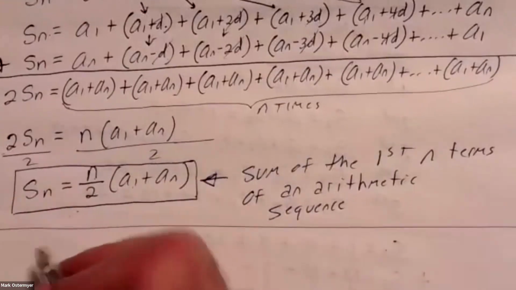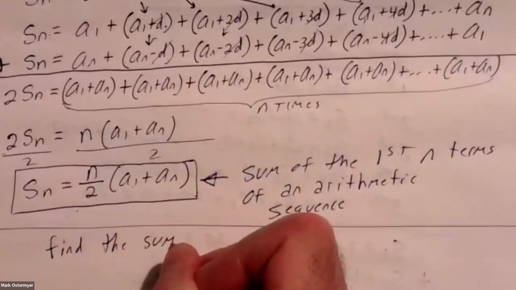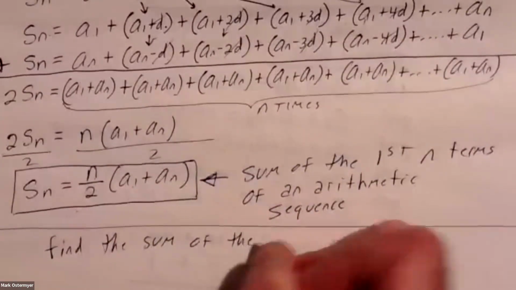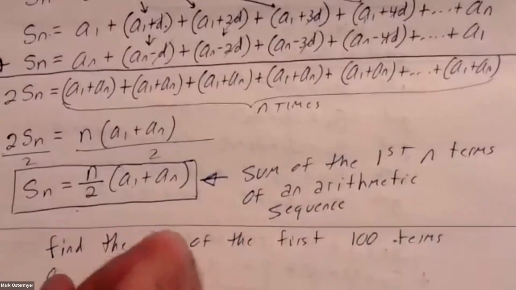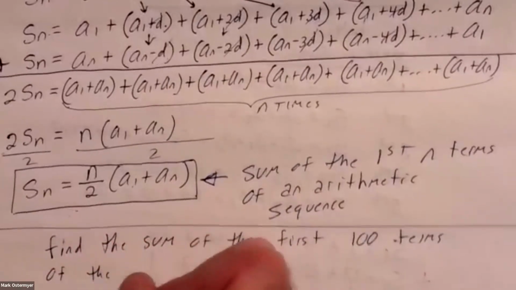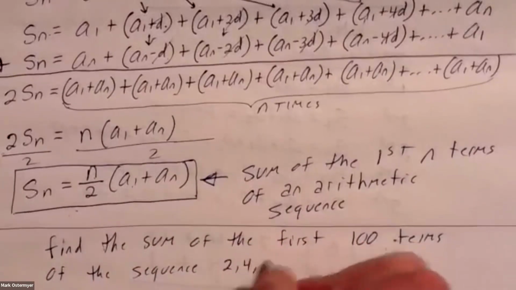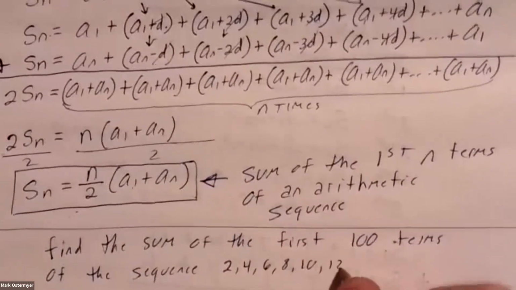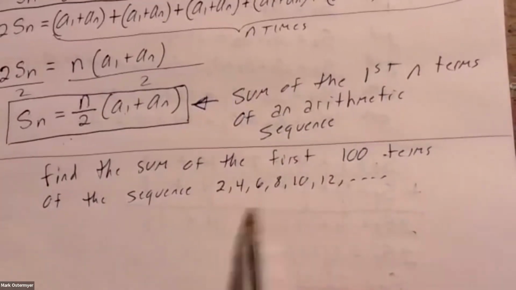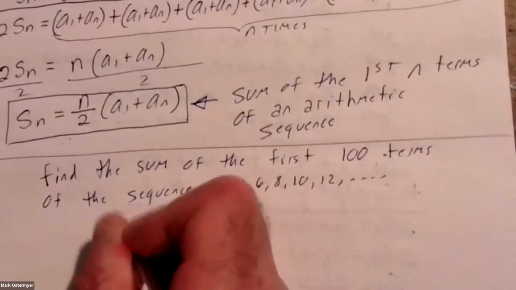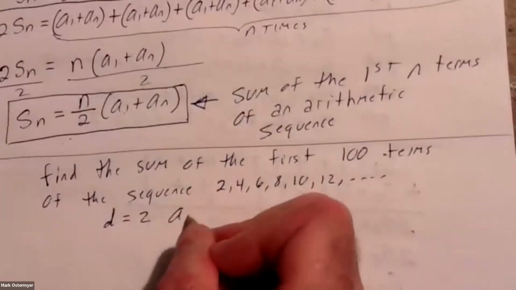So let's have a little bit of fun with this formula. Suppose we want to find the sum of the first 100 terms of the sequence 2, 4, 6, 8, 10, 12, etc. It does appear to be arithmetic in the sense that it has a common difference, which is 2. The first term is 2.